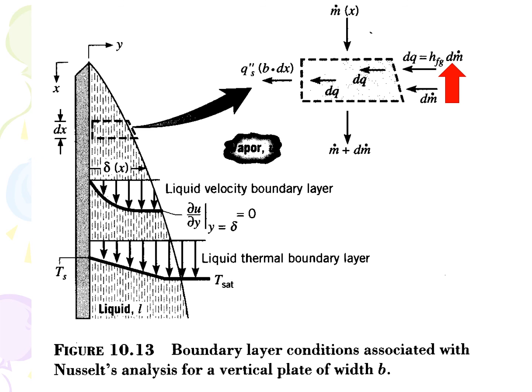The heat flow to the surface is q double dash times b times dx. What does b times dx represent? Well, if you have not got it yet, b represents the width of the plate. If this is so, what does b times dx represent? If you answered the area of heat transfer, you are correct. Remember, for conduction, the area of heat transfer is perpendicular to the heat transfer direction.